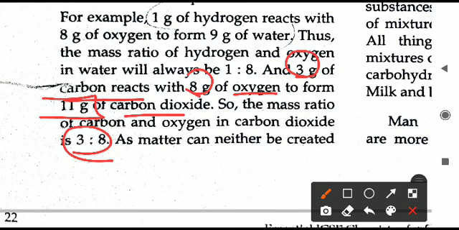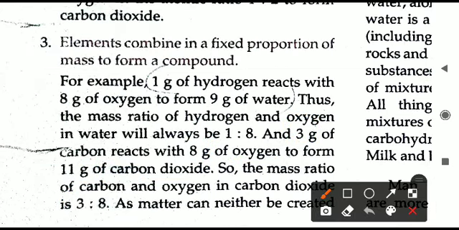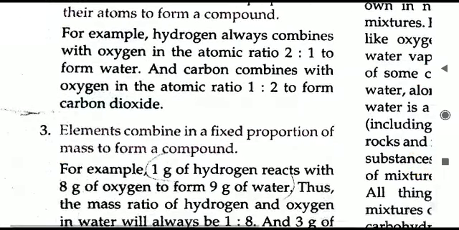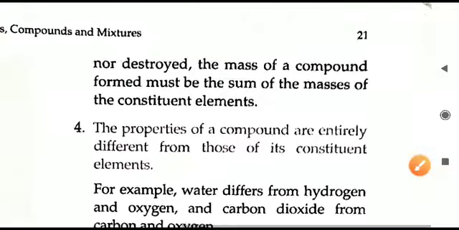That is all. So we have to take care that whenever elements are combining, they combine in a fixed proportion by mass, and also in a fixed proportion of their number of atoms. So both the ratios have to be taken care of.